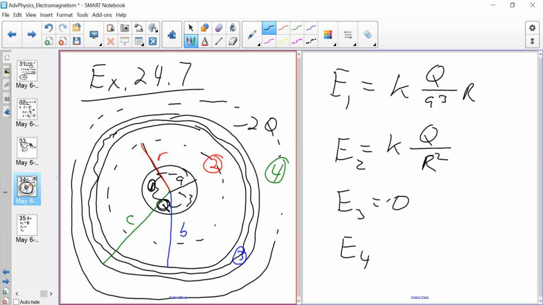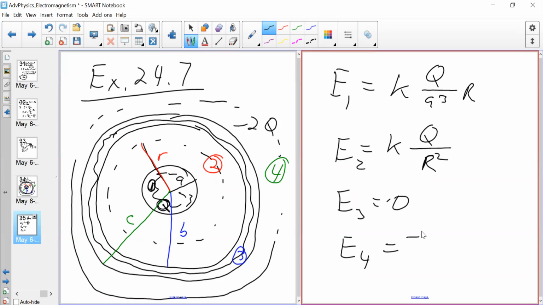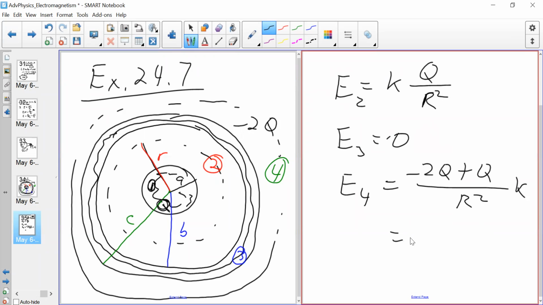So as we do that, the charge is going to be a sum of negative 2Q plus Q, or K, and outside there, over, call it R squared, you can call it C squared or whatever, but just radius R. And that's going to be negative K Q over R squared. And so those are our different ways that we can look at this conductor in electrostatic equilibrium.